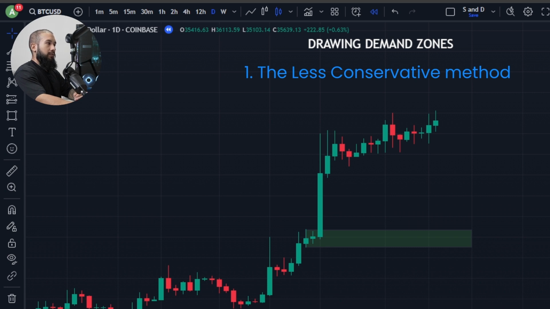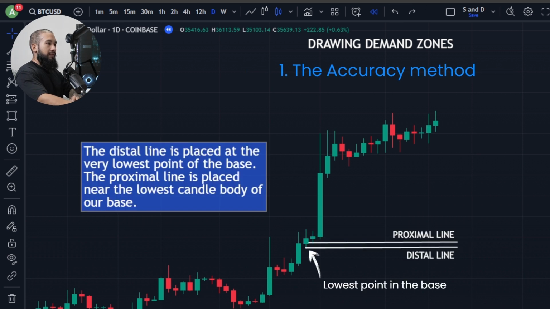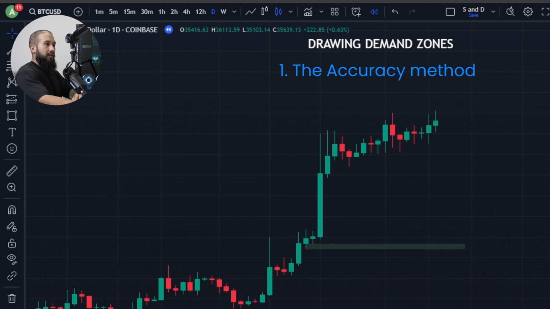Alright, now we're going to go over the accuracy method. For the accuracy method, the distal line is placed at the very lowest point of the base, which is this wick because it's the lowest point, and the proximal line is placed near the lowest candle body of our base, which is going to be right here for this 50% candlestick. And if we drew out this demand zone, it would look like this. Notice for the accuracy method how narrow the zone is.